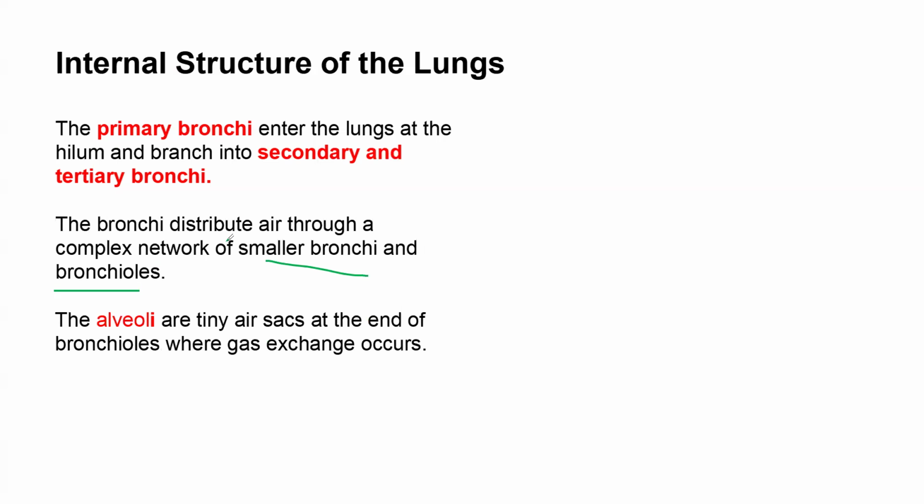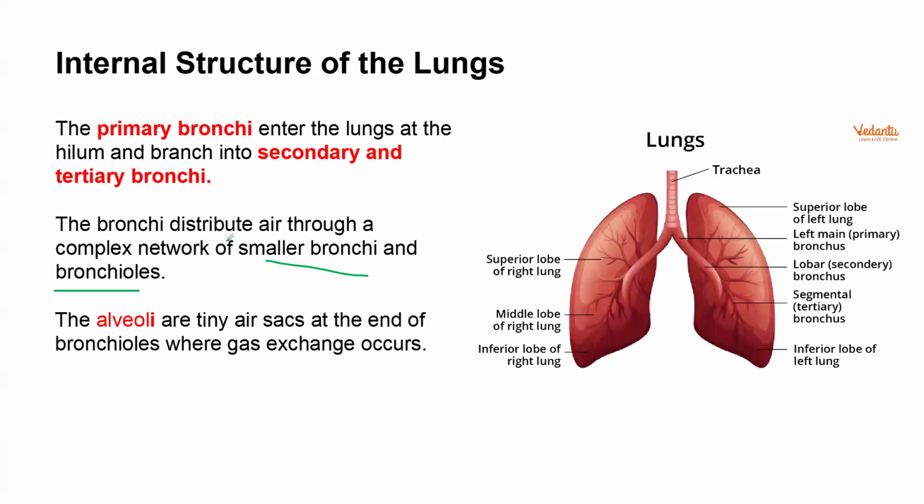The alveoli are the tiny sacs at the end of the bronchioles where gaseous exchange occurs. Ladies and gentlemen, it is very important. The bronchi get air, then distribute it through a complex network of smaller bronchi, and from there it moves to bronchioles. In each bronchiole, there are tiny alveolar sacs where exactly gaseous exchange takes place. That's the most important thing you need to understand.